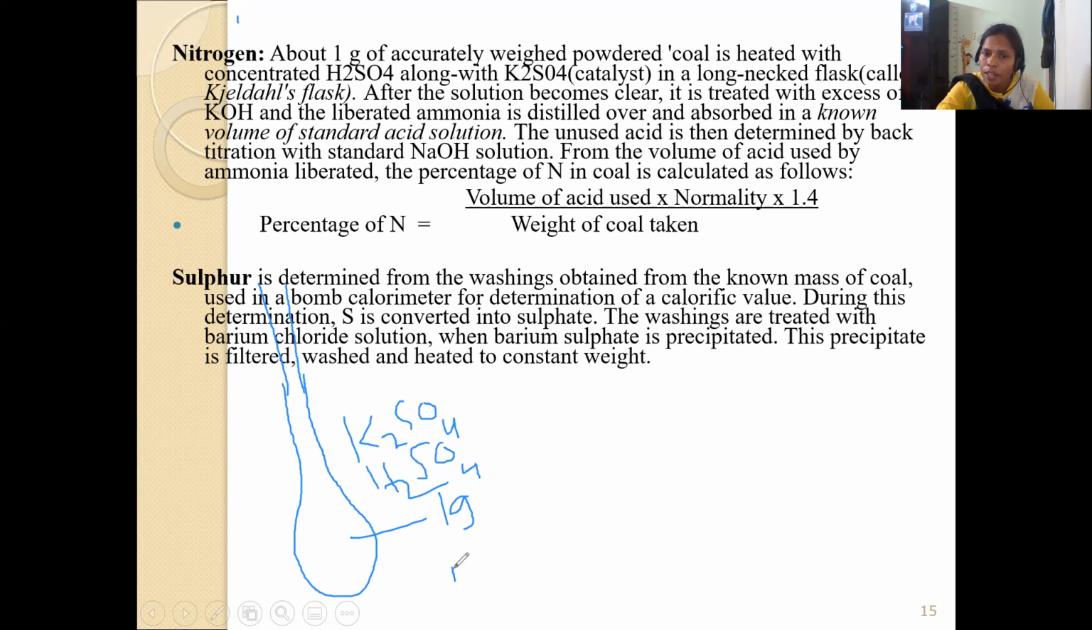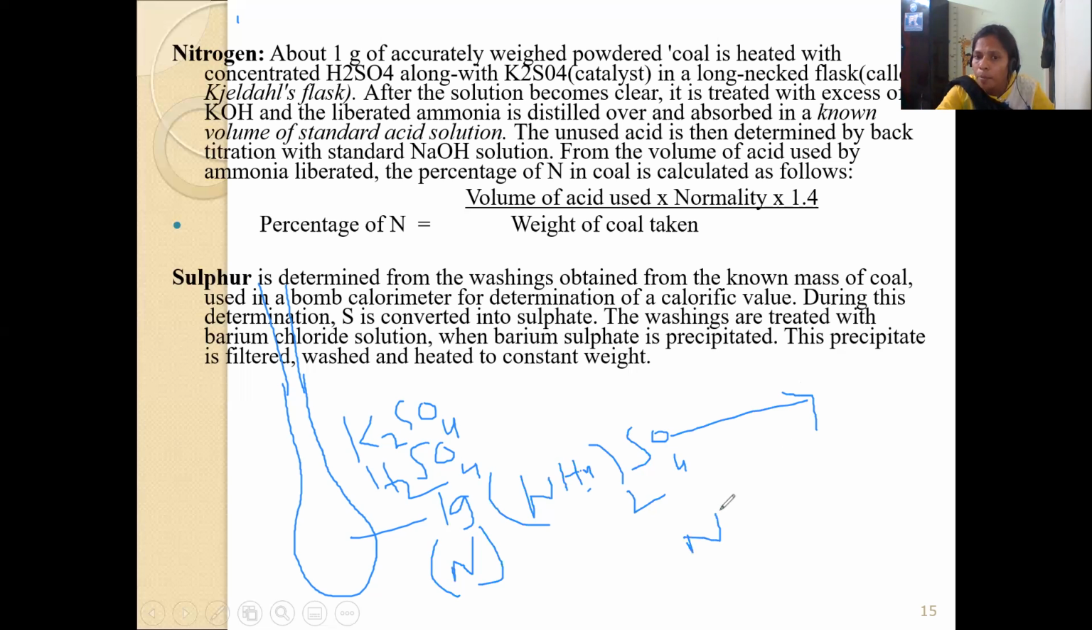Now here, nitrogen has more reactivity with sulfuric acid. So immediately what happens? The nitrogen reacts with the sulfuric acid to form ammonium sulfate. Initially we get ammonium sulfate, and this ammonium sulfate, on distillation, that means treating with water, gives ammonia.